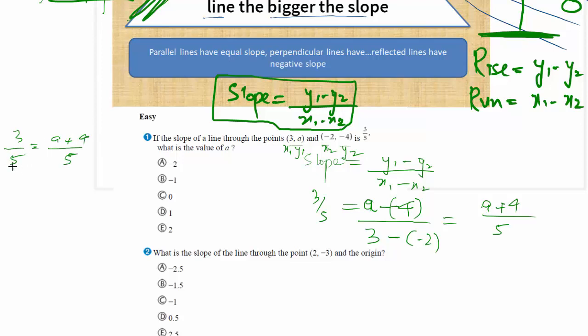Now what you can do here is you're having 5 and 5 on the left side and the right side, so you can multiply 5 to both sides. So when you multiply 5 to both sides, 5 and 5 will cancel out, right? So 3 will be equal to a plus 4, and then you can subtract 4 from both sides. You can get 3 minus 4 equals a, or a equals -1. So a equals -1. That is the value of a.